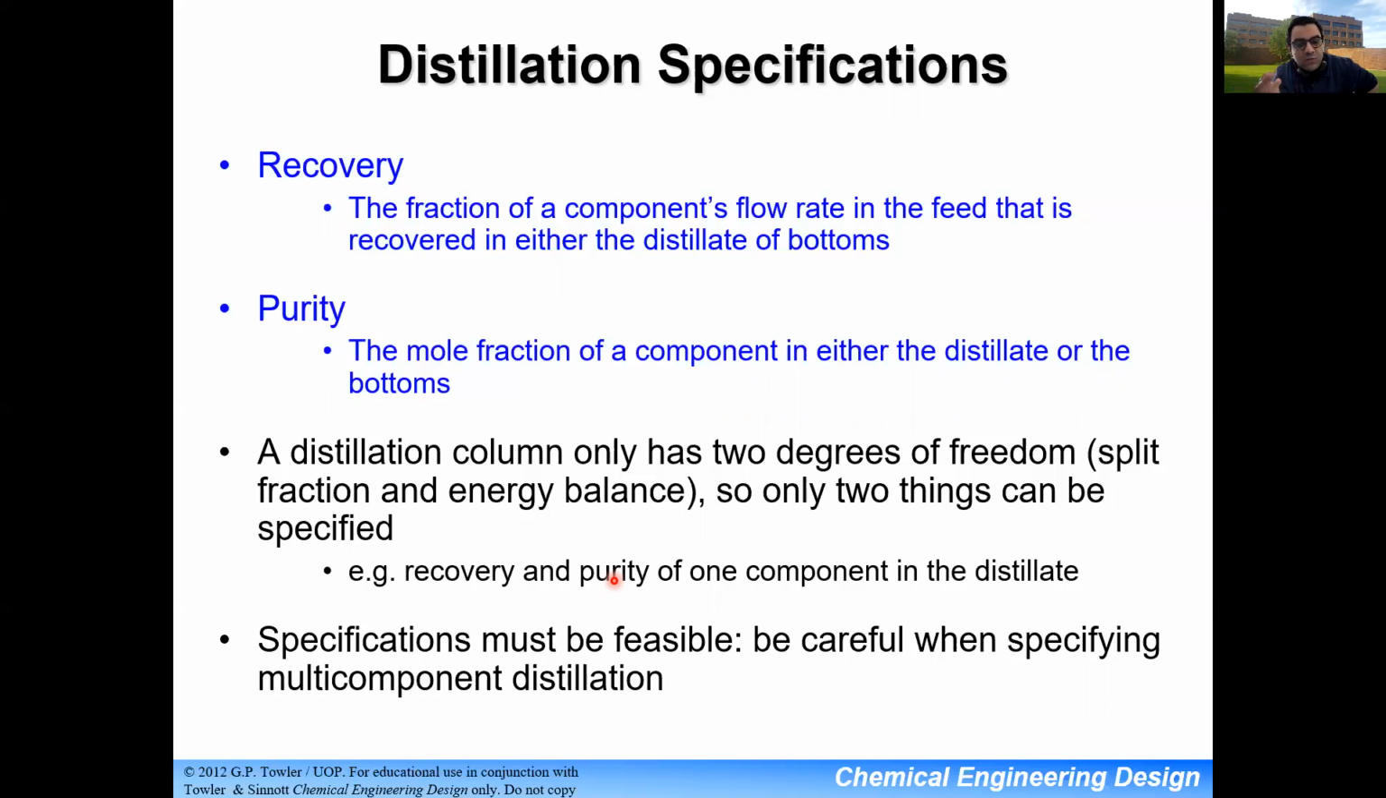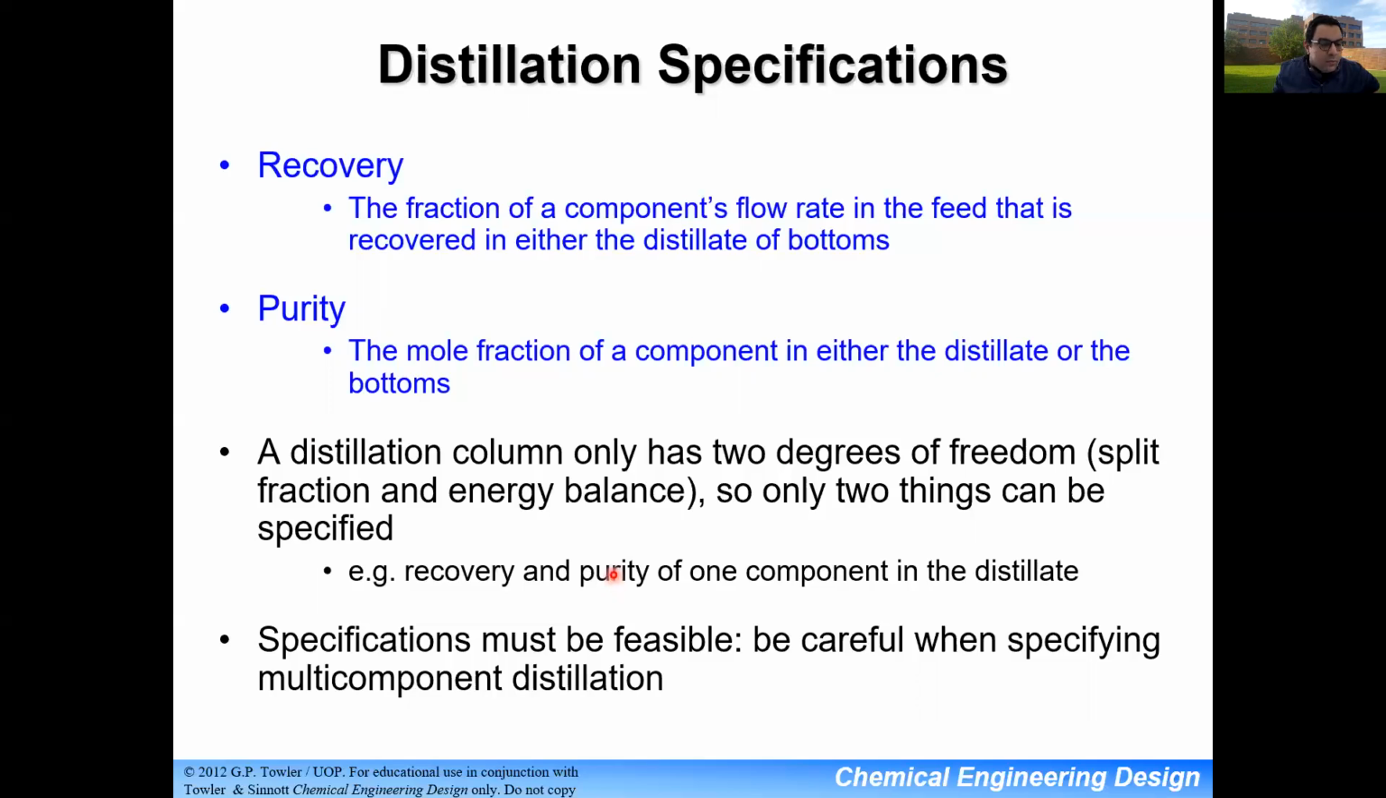And purity is the mole fraction of a component in either the distillate or the bottoms. So I could recover 90% of A in the distillate. However, this distillate is only 50% pure, right? So even though I recovered most of my A, this is not very efficient, right? I have a lot of junk coming out with A as well.